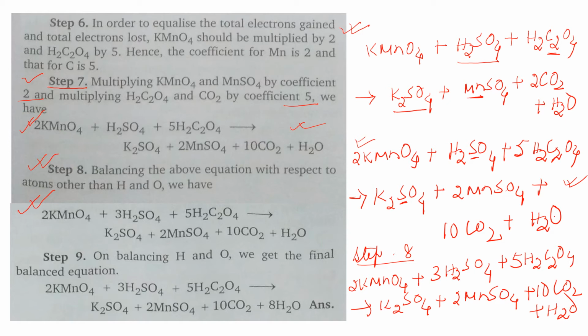Now this equation has taken place in an acidic medium. So for acidic medium, what do we have to do? If the given equation is ionic and acidic, then we balance oxygen by adding a sufficient number of H2O molecules on the side deficient of oxygen. Now you have to see which side of this equation is deficient in oxygen.